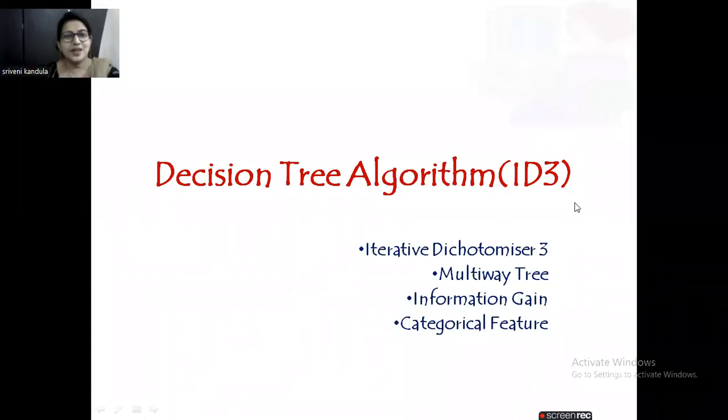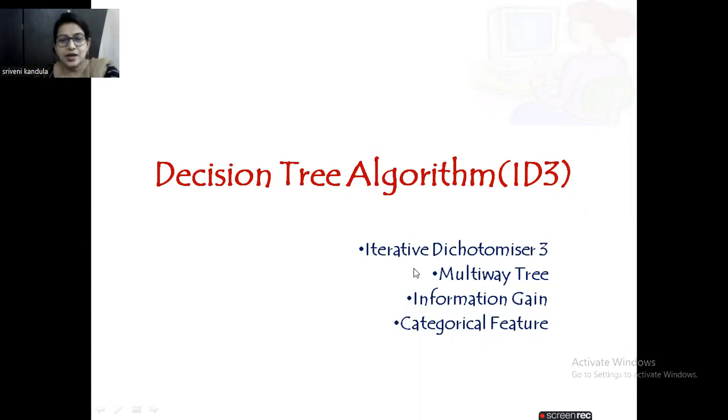Good morning, everyone. Let us discuss the decision tree algorithm. In the previous session, we have seen what a decision tree is, what its representation is, and what the various algorithms are to solve this decision tree. Now let us discuss the basic algorithm, which is ID3.